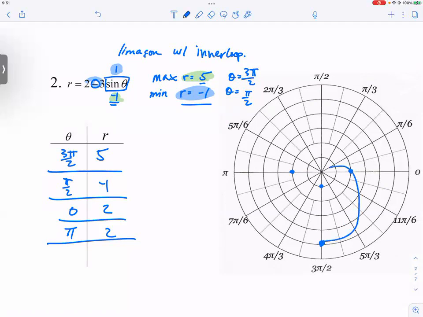Now, I just need you to make your best effort. If you can show me these 4 major points, I'm happy. I'm very happy. Yes.